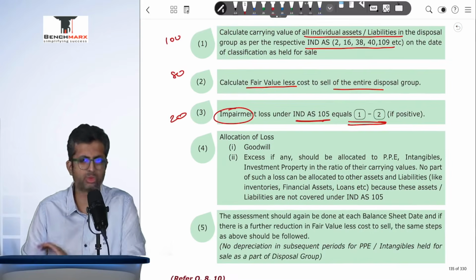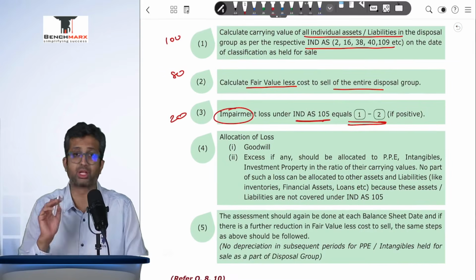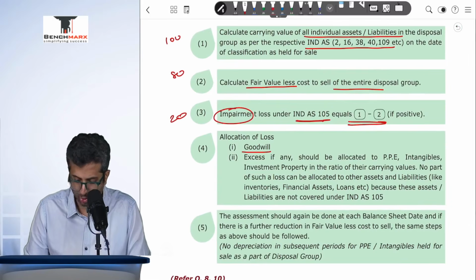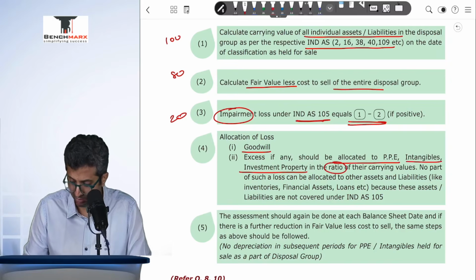So over here, this is very similar to the allocation of impairment loss under Ind AS 36 for a cash generating unit as well. So first you will allocate to goodwill, and excess, if any, should be allocated to PP&E, intangibles, investment property, etc. in the ratio of their carrying values.